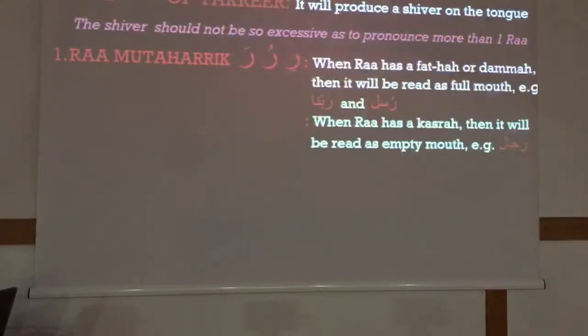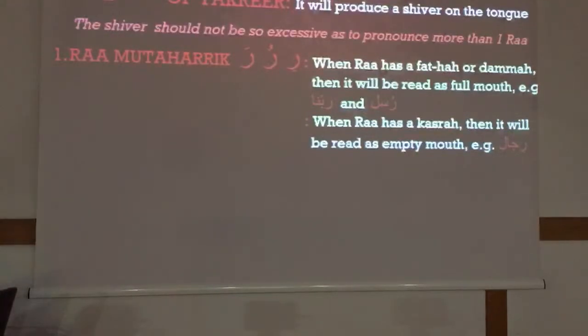Exactly. Again, Rabbana. Very simple rule. And the opposite: when ra has a kasra, it will be read as empty mouth. It's going to be read with a smile. So the example, Rijal. And again, remember, really smile and say it. We don't want to say rija, wrong. Smile. Rijal. Again, Rijal. Really smile your mouth and say it.